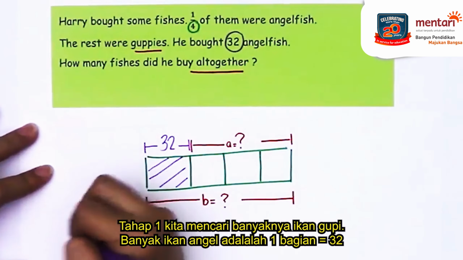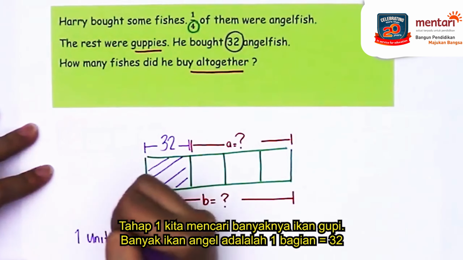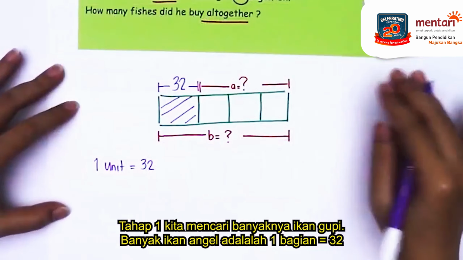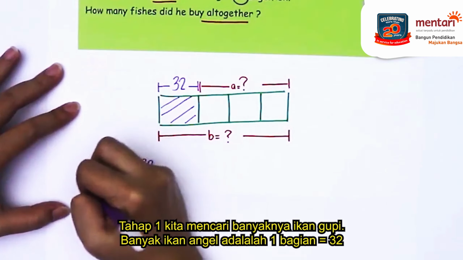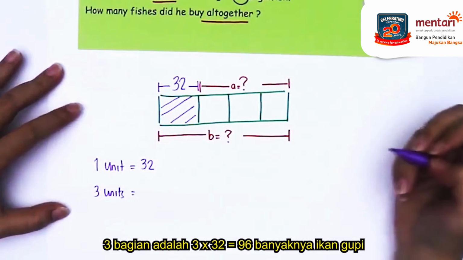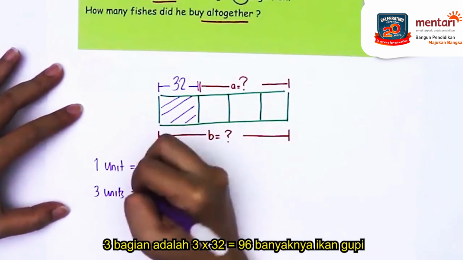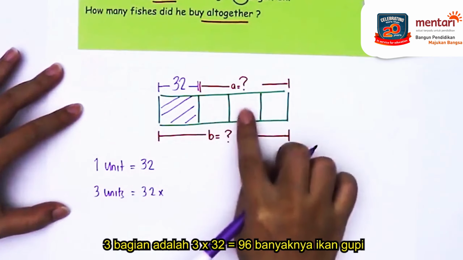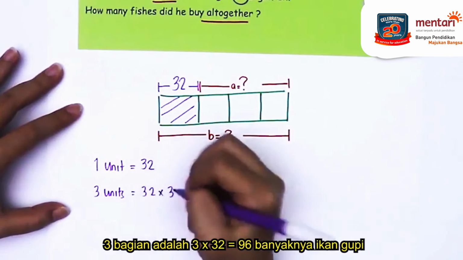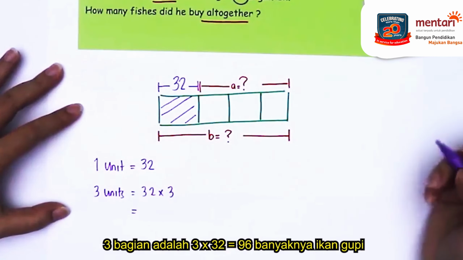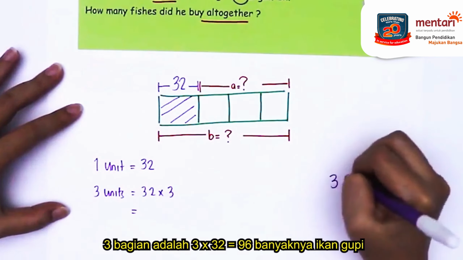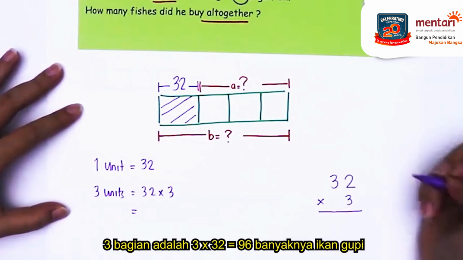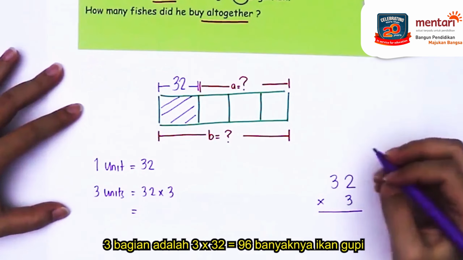You know that 1 unit is equal to 32. How many units are the guppies? It's 3 units. So what is my equation? 32 times how many units? I've got 3. And what's the answer? You can always do your working on the side. Remember, in multiplication, we always start in the ones place.